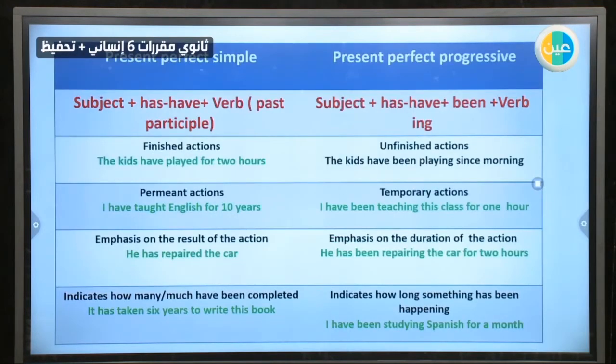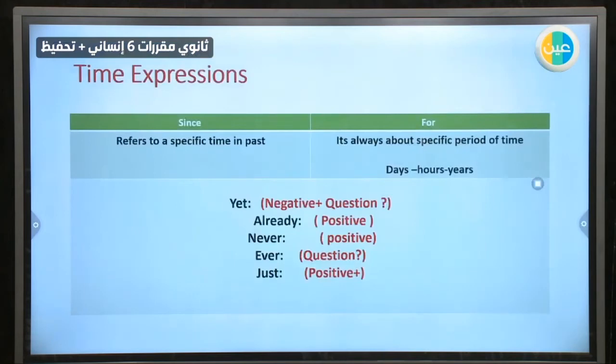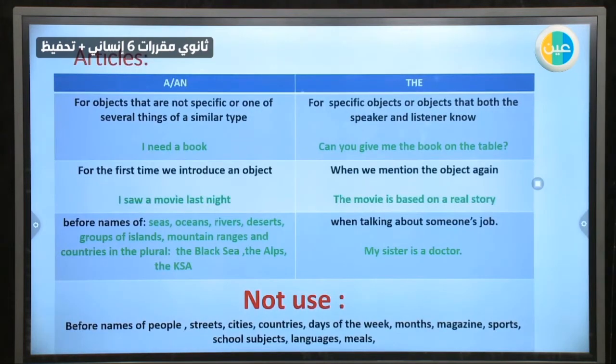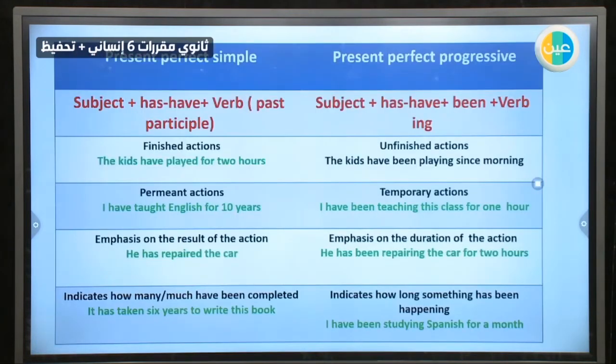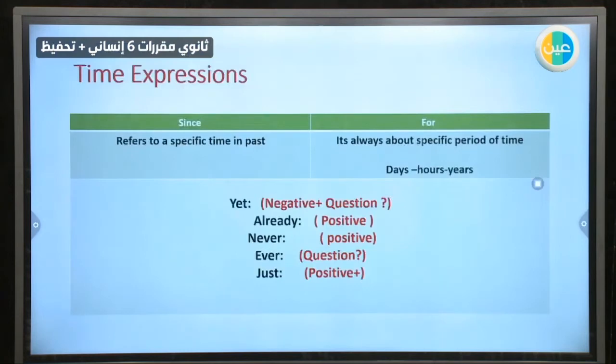Since, where is it? The kids have been playing since morning. Since morning, a specific time in the past. For is always about a specific period of time: days, hours, years. Remember? He has been repairing the car for 2 hours. For 2 hours, a specific period of time.